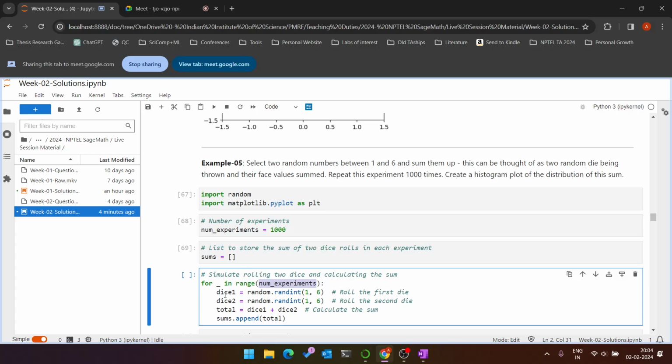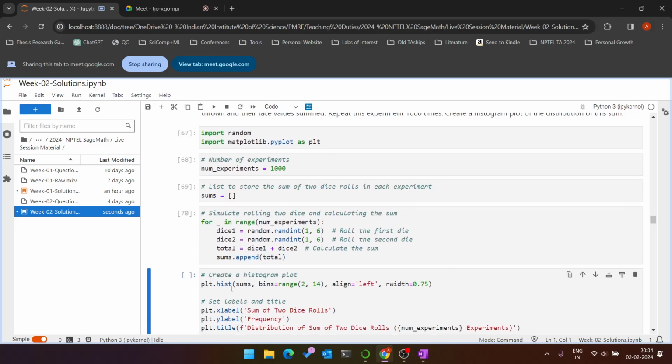999. Dice 1 is nothing but random.randint between 1 and 6, which is our first roll of our first die. Similarly, when we roll the second die, we randomly choose a number between 1 and 6. Our total for that particular experiment is just the sum of the two dice, and that total at the end of each experiment is appended to our list, which is sums.